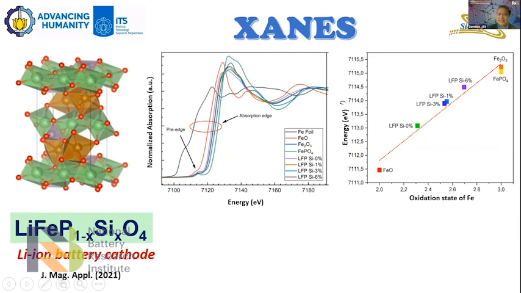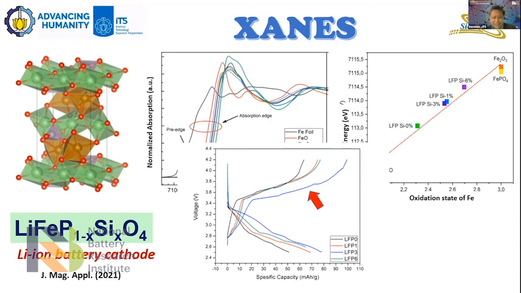If we scan with X from 0, 1%, 3%, 6%, according to the XANES experiment, the oxidation state of iron depends on the silicon content, but it is not in good order. If we compare this with the electrochemical performance of the battery, for X equals 3% it is the best performance.